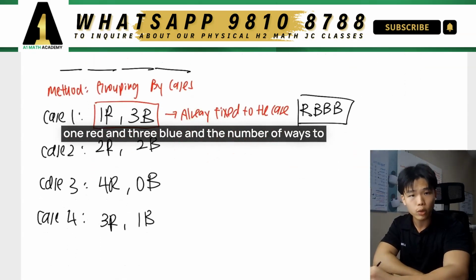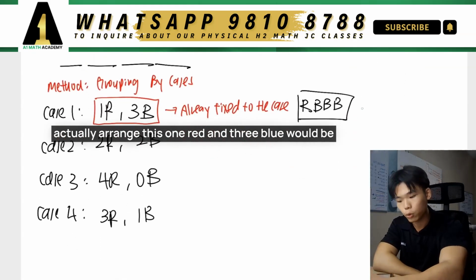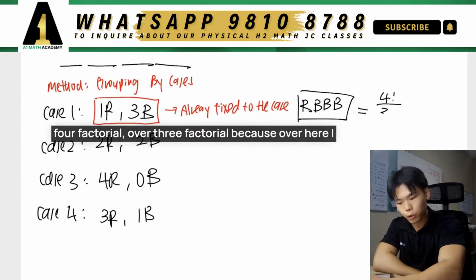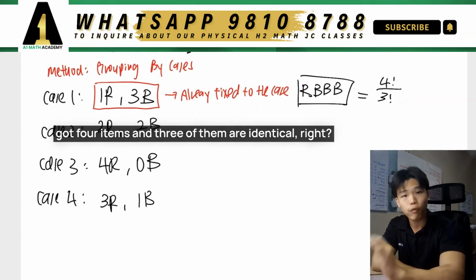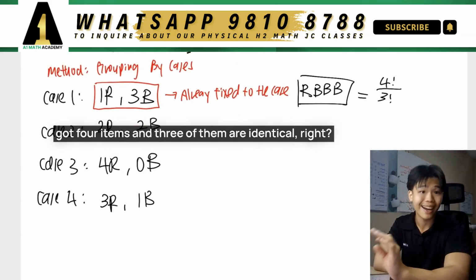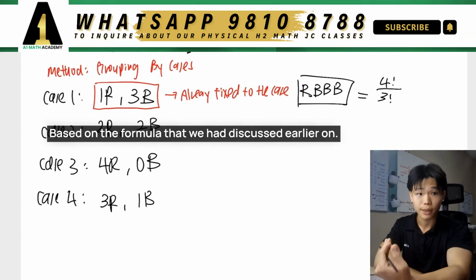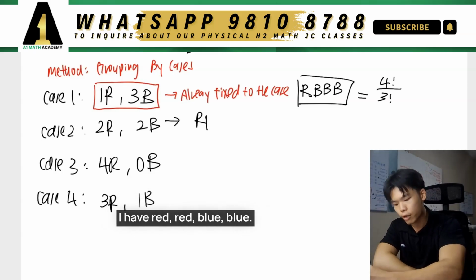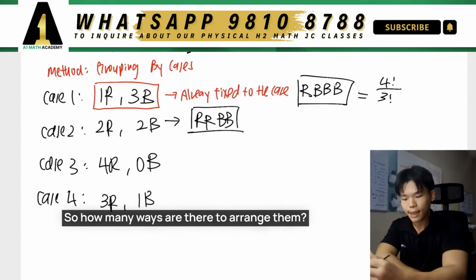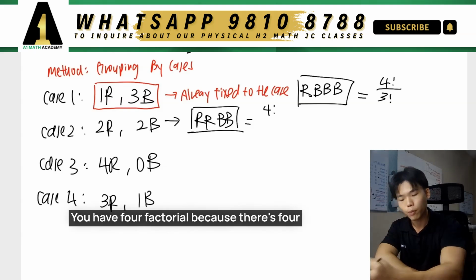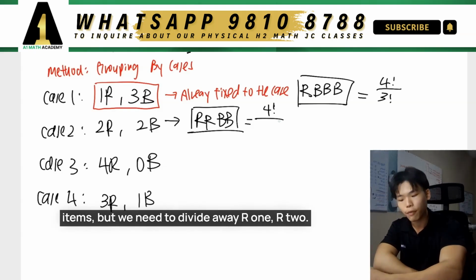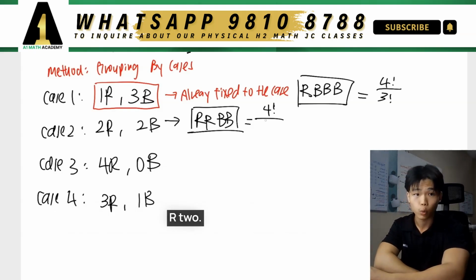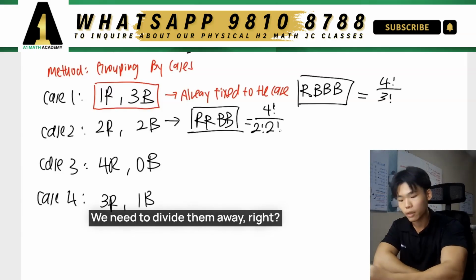The number of ways to arrange this 1 red and 3 blue would be 4 factorial over 3 factorial, because over here I got 4 items and 3 of them are identical, based on the formula that we have discussed earlier on. Now for case 2, it's also already fixed. I have red, red, blue, blue. So how many ways are there to arrange them? You have 4 factorial because there's 4 items, but we need to divide away R1, R2, R2, R1. So it's 2 factorial. Same thing, B1, B2, B2, B1, we need to divide them away.